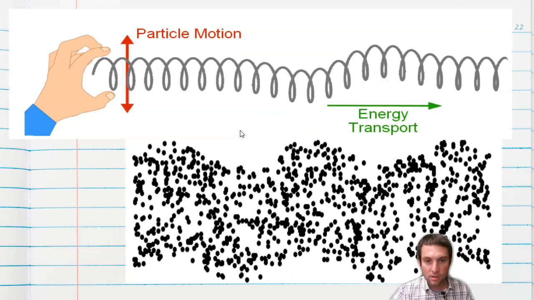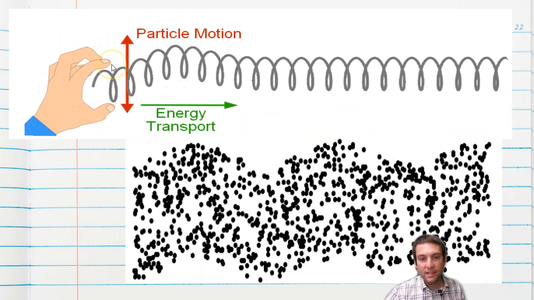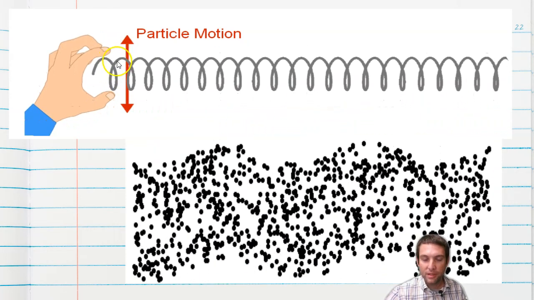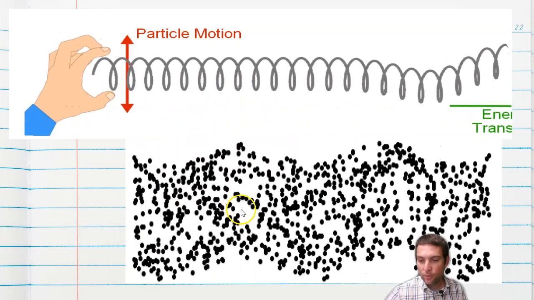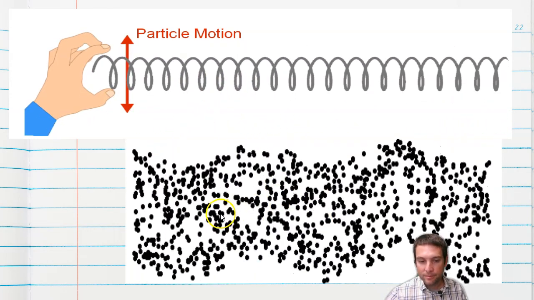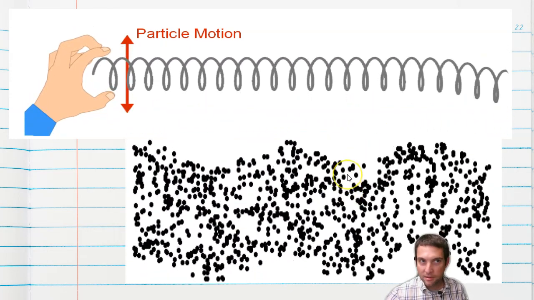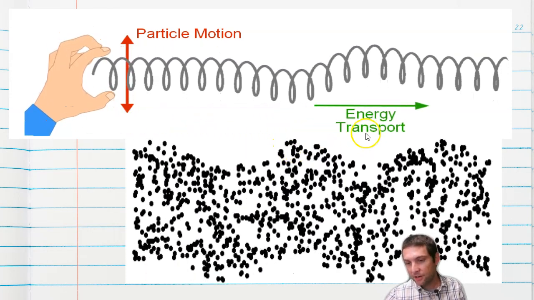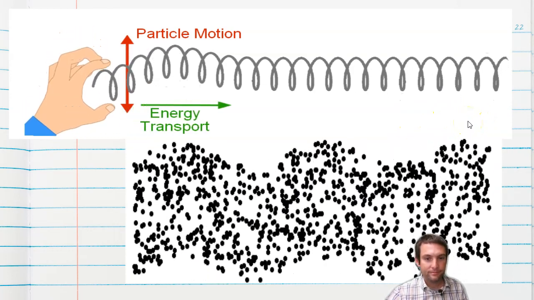Looking at a transverse wave, where we vibrated the slinky in a perpendicular motion, perpendicular to the direction of the wave, this is what's happening with the particles within the medium. The particles move up and down. They're not moving along. The net displacement is still 0. But the energy is being transported through the medium.